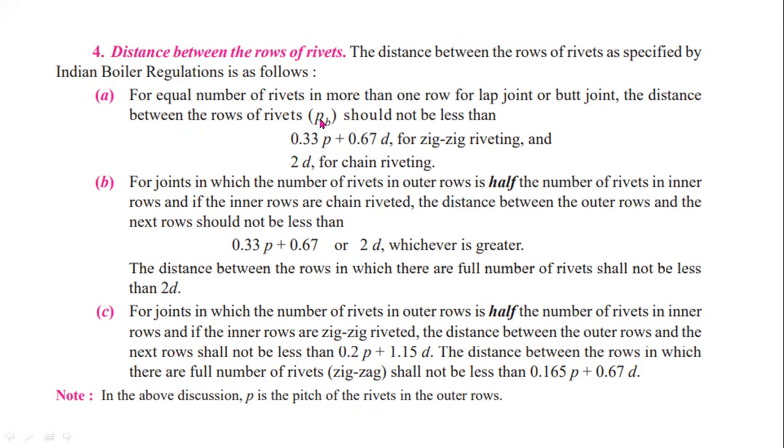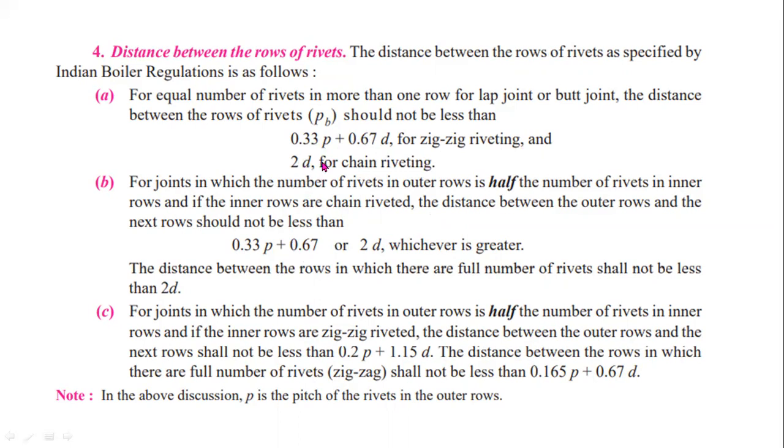PB is the back pitch or row pitch. The distance between two successive rows of rivets is called back pitch or row pitch. The value for back pitch is 0.33 P plus 0.67 D for zigzag riveting. Here P is the pitch, and D is the diameter of the rivet.